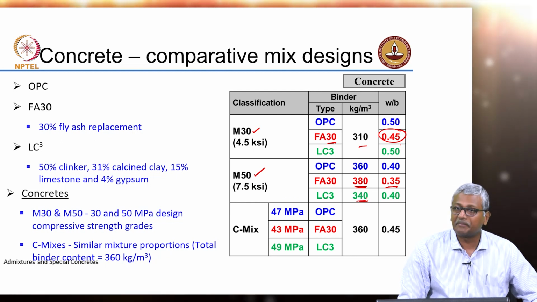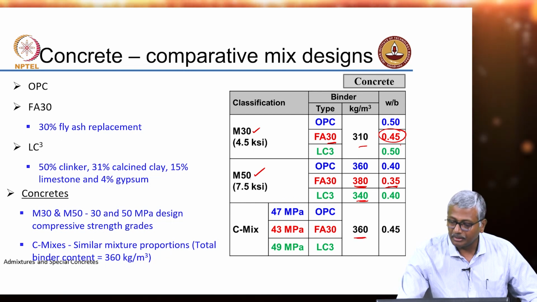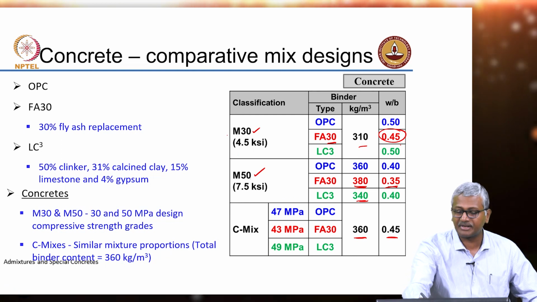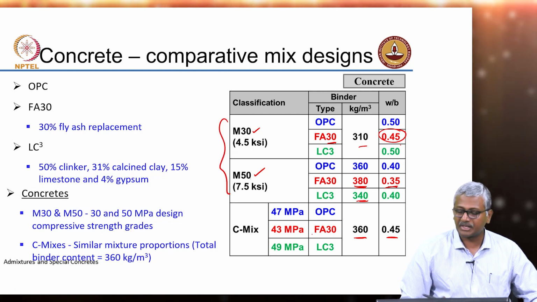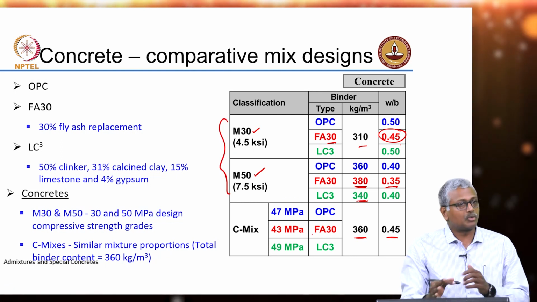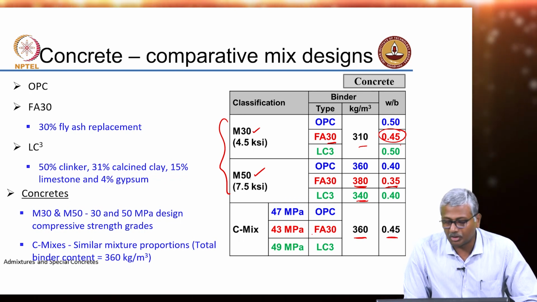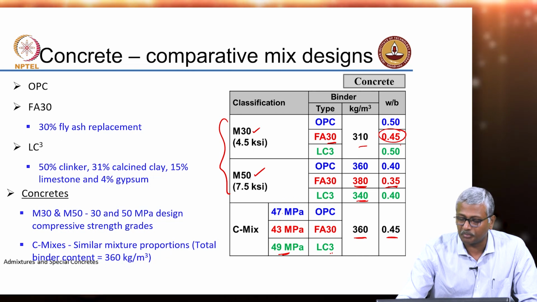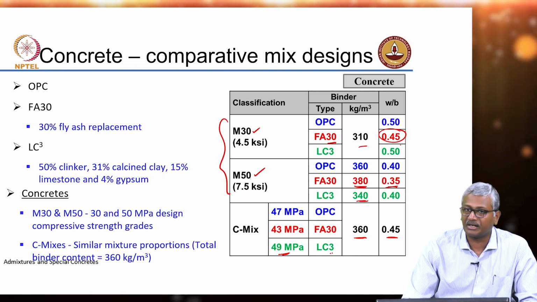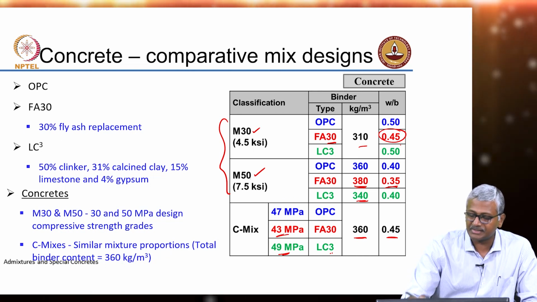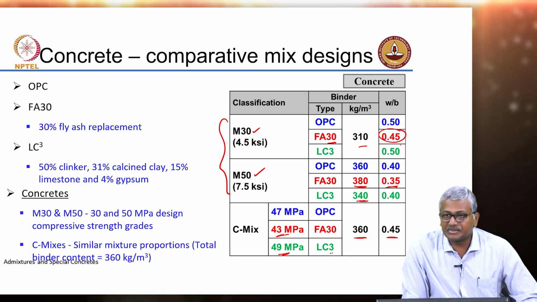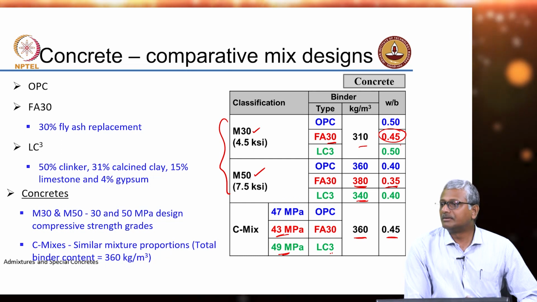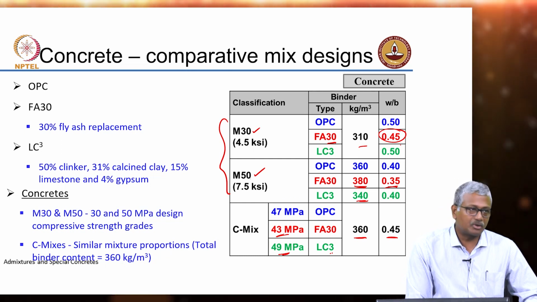But we also did a comparison at equal binder content and water binder ratio. So, this was the strength based comparison, and this was a comparison based on an equal amount of binder content and water binder ratio. Again, as you can readily imagine, since LC3 produces higher strength than OPC, you have greater 28 day strength. Fly ash at 28 days is able to get 43 MPa as opposed to 47 for OPC. Now, in reality, the difference between 43 and 49 is not really significant.